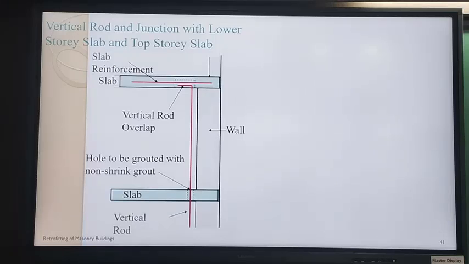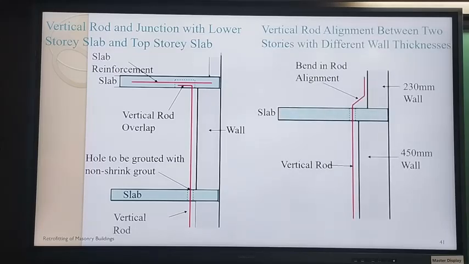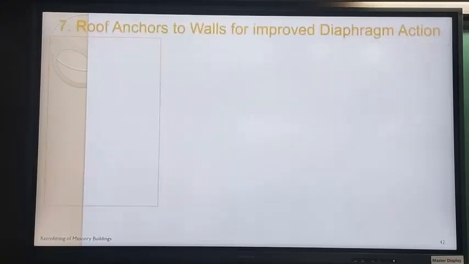Now, just a simple detail. If you have 2 stories, then this rod goes straight through the slab. The hole is grouted, and then it connects with the reinforcement in the roof slab. Sometimes the wall thicknesses may change, then you have to just change the alignment.